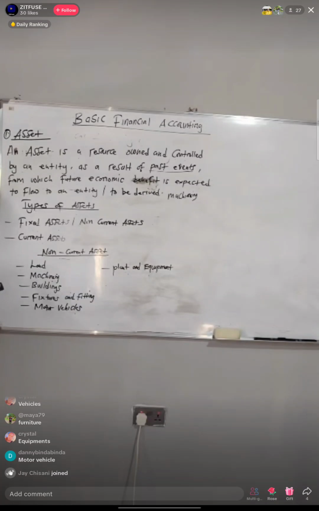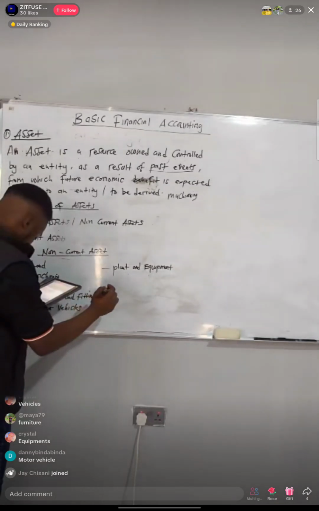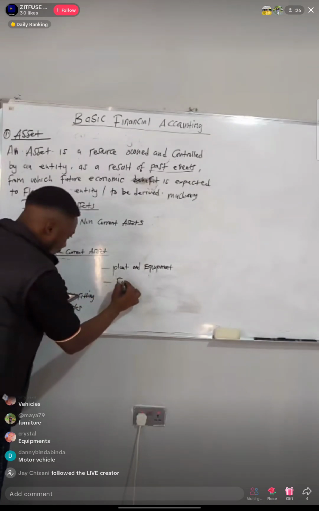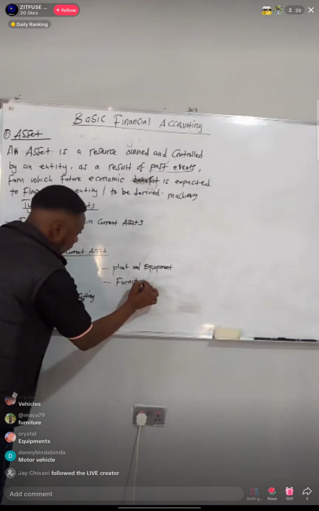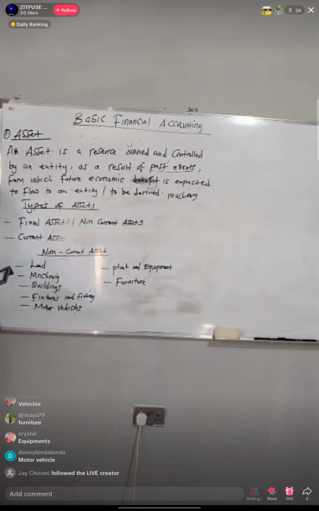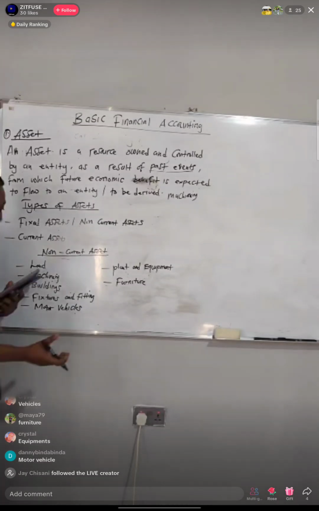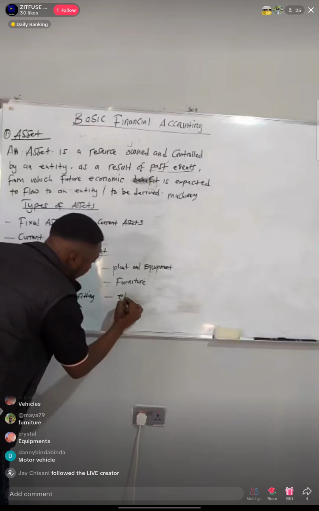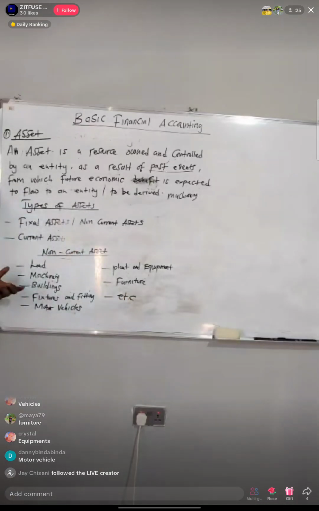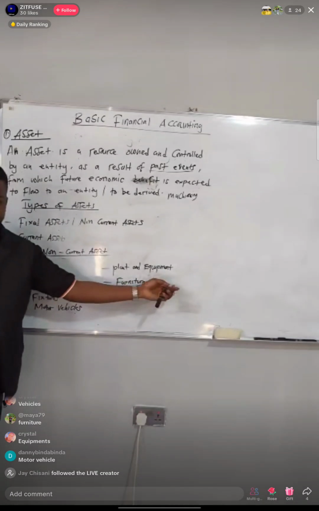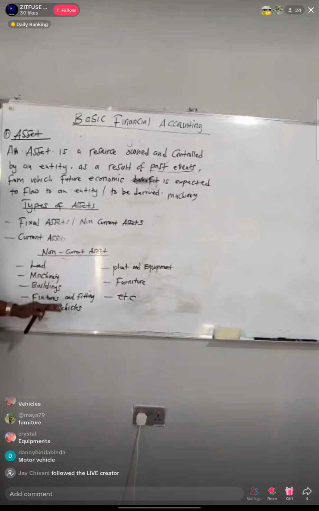So furniture, okay. I can see other submissions there. We also have furniture. Furniture is also a non-current asset. These are the most common examples. Capital is not an asset. I can see someone saying capital. So capital can never be an asset. The list is endless, but these are the most common examples of non-current assets.